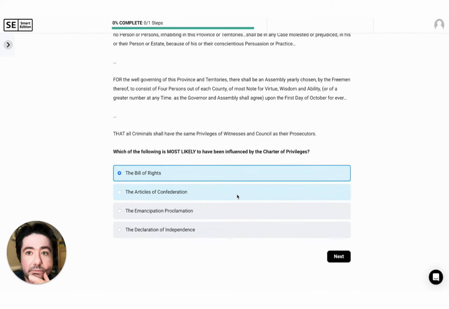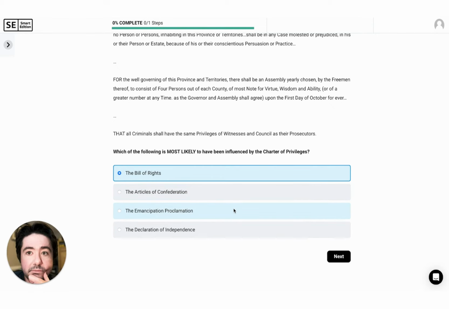As for our other 3, let's take a brief look at our distractors. The Articles of Confederation were America's first constitution during the American Revolution. It said that all states were equal to each other and allowed for a very, very weak federal government. This didn't work out. A lot of conflict happened, and for that reason, the founders drafted the Constitution in 1787.